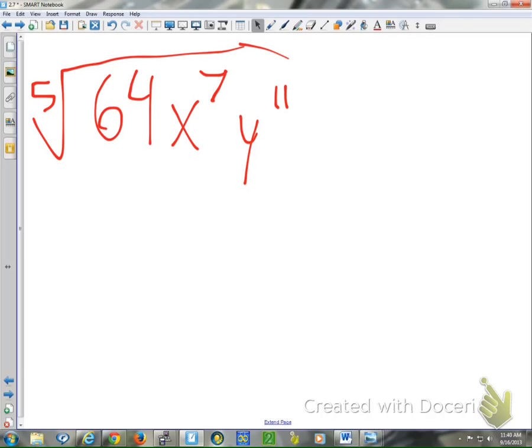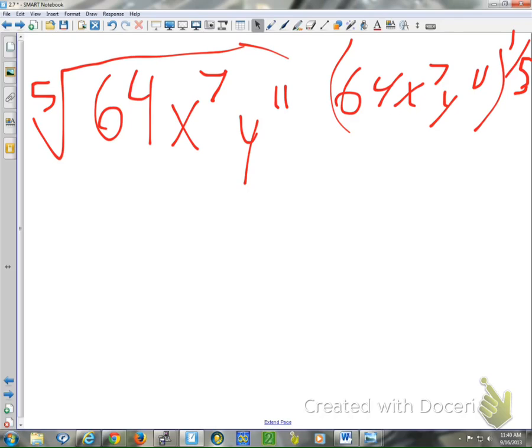Q, remember, this is the exact same thing as 64, x to the 7th, y to the 11th, to the 1/5 power. This is the exact same thing. So it's always to the 1/5? Well, no, the denominator is whatever the root is. If it was the fourth root, it'd be 1/4. If it was the third root, it'd be 1/3, etc. So, Q, I need you to do 7. Remember, we multiply our exponents times 1/5.